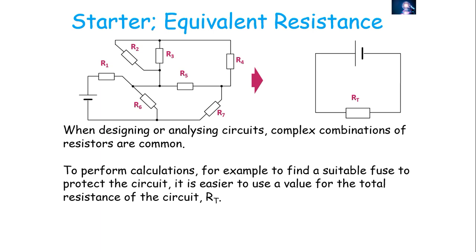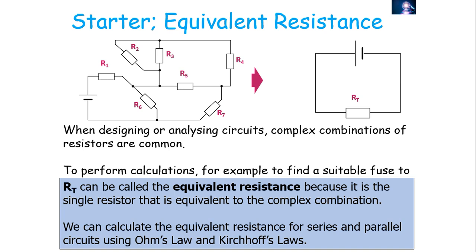Now, to perform calculations with this circuit, say for example you wanted to find a suitable fuse to protect the outputs of the circuit, it's easier to find a value for the total resistance of the circuit instead of just dealing with individual resistors. Now, we call the total resistance of a circuit the equivalent resistance, because it's equivalent to the complex combination of all the different resistors.